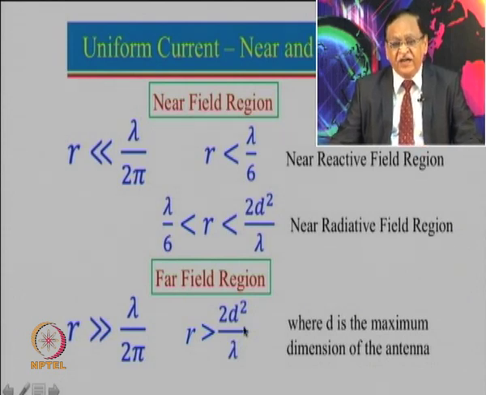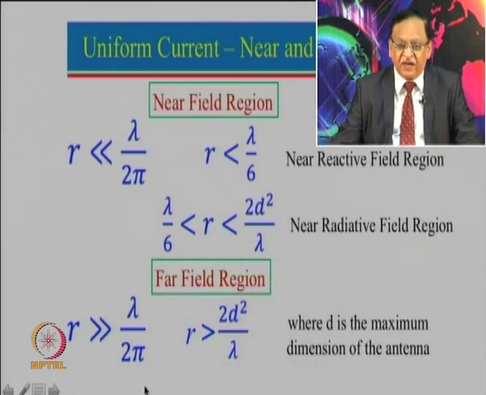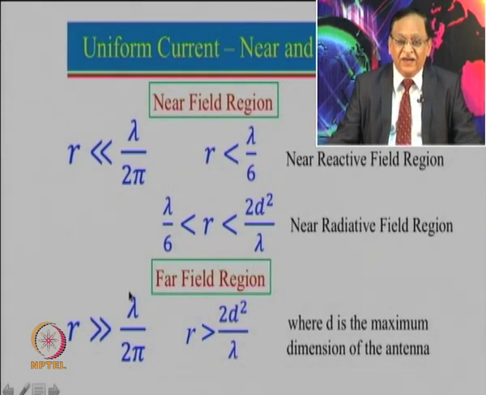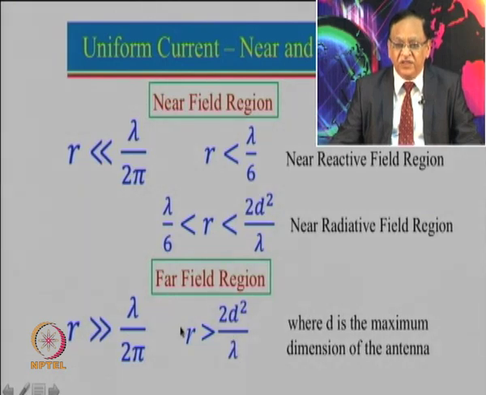So, let us just take an example here. Suppose we take an example of, let us say, a lambda by 10 dipole antenna. If I put lambda by 10 here, that will be lambda square by 100, and the quantity will be reduced to lambda by 50. Now, we cannot say that r greater than lambda by 50 will satisfy the far field region criteria, because we also have another criterion, which is lambda by 2 pi.